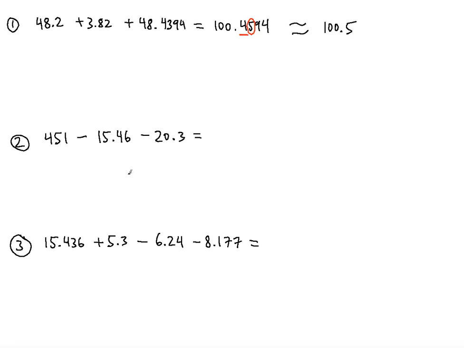The second example, again using the calculator, 451 minus 15.46 minus 20.3 gives me 415.24. Now we round this by again taking note of the fewest number of digits after the decimal point. As you can see, there's 1 here, 3, there's 2 here, 4 and 6, but there's none here, absolutely none, right? There's no even decimal point there, right? So this one wins.